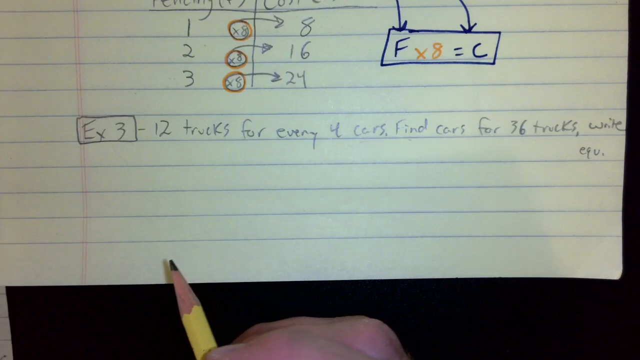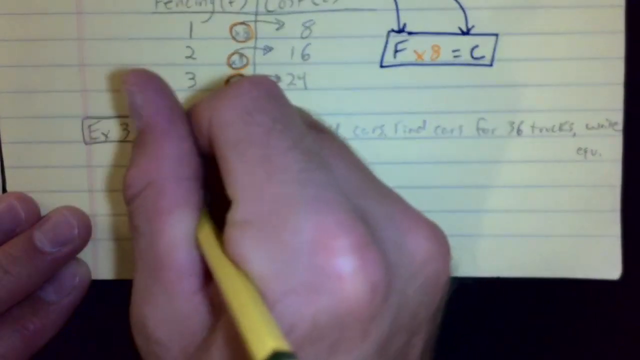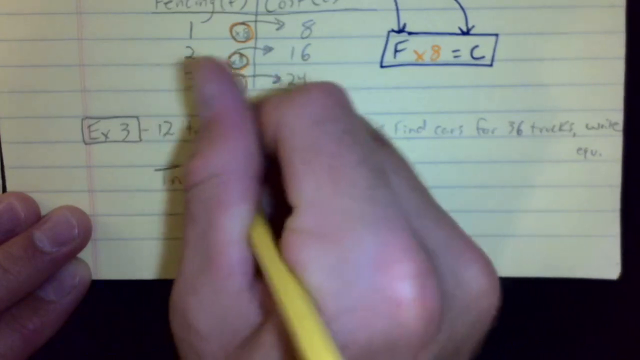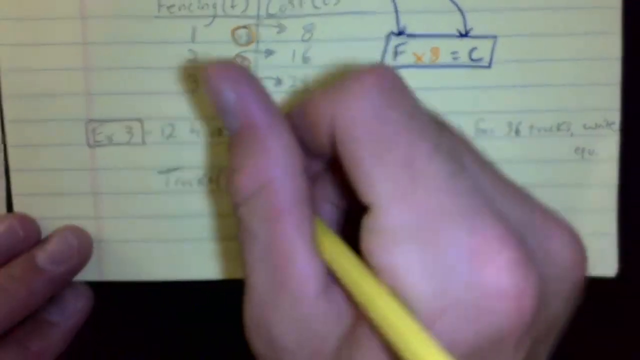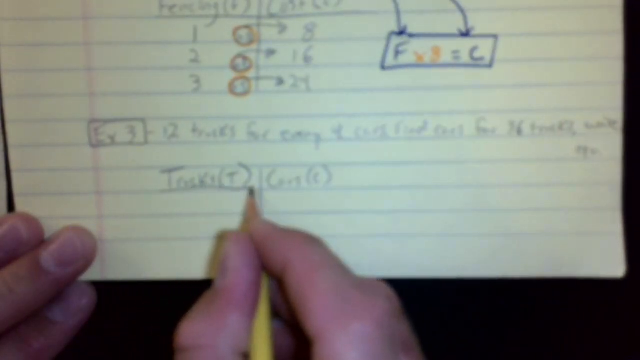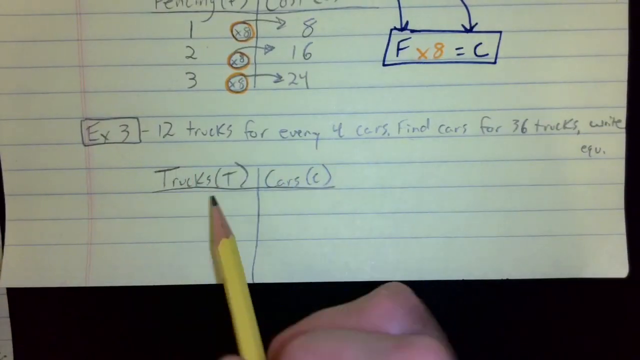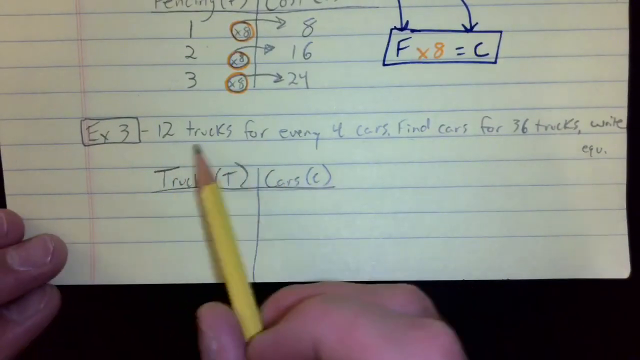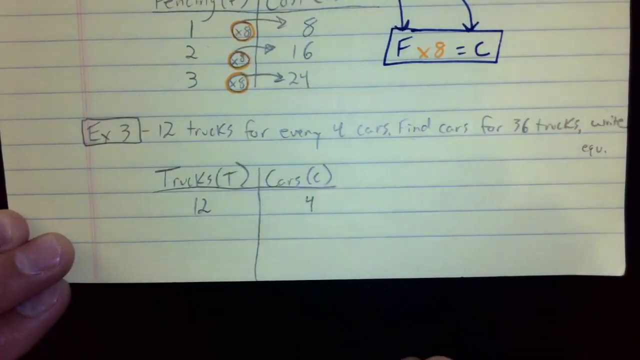So step 1 is to create your table. So we'll just say trucks, T for trucks. And let's say cars, and just with the C. We'll just say C. All right, and then plug in your information. So we created our ratio table, and we know that 12 trucks for every 4 cars.